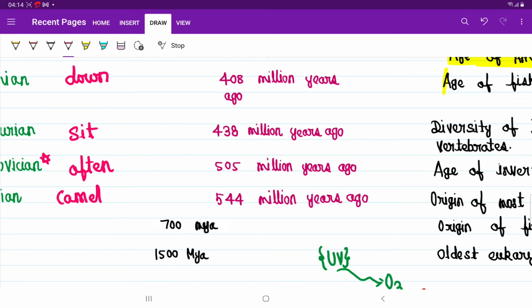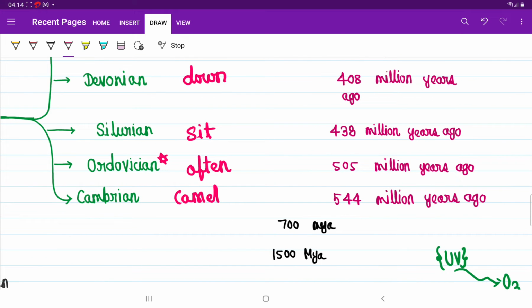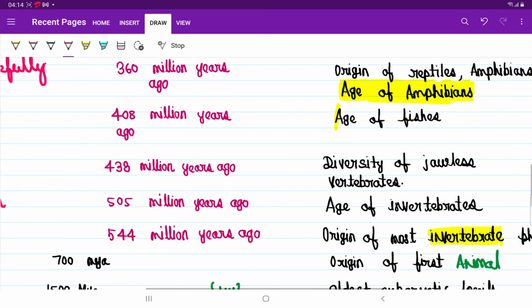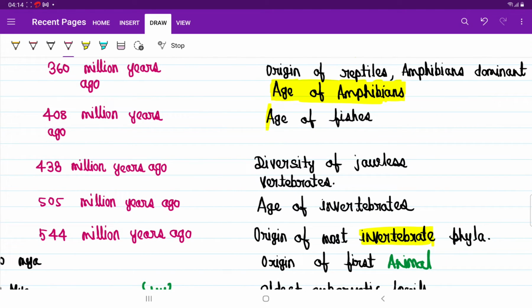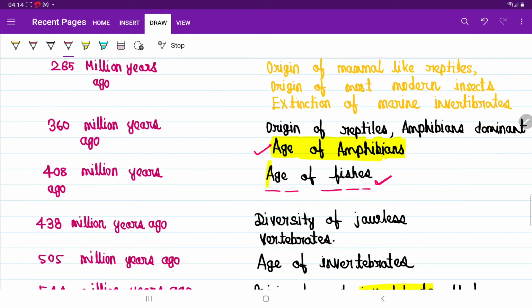Then we have the Devonian period. During the Devonian period, fishes had already originated. Now fishes dominated the earth. That's why we are calling it the age of fishes. Age of fishes means fishes were the most dominant creature on this earth. And then after Devonian, we have Carboniferous. Carboniferous was the time of amphibians. Amphibians were the most dominant organisms on this earth.